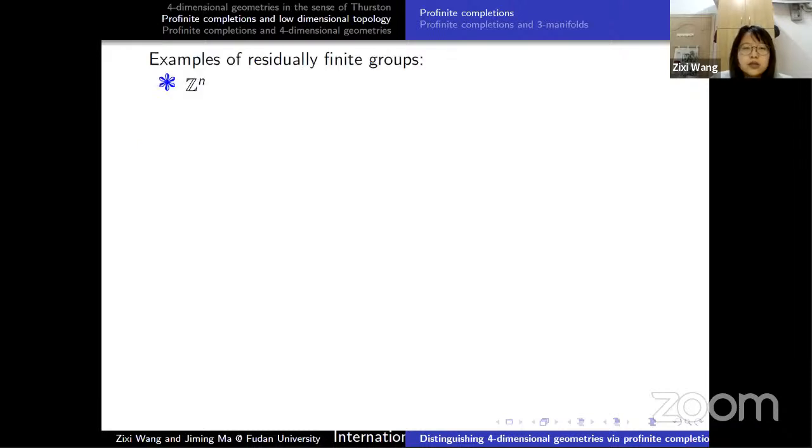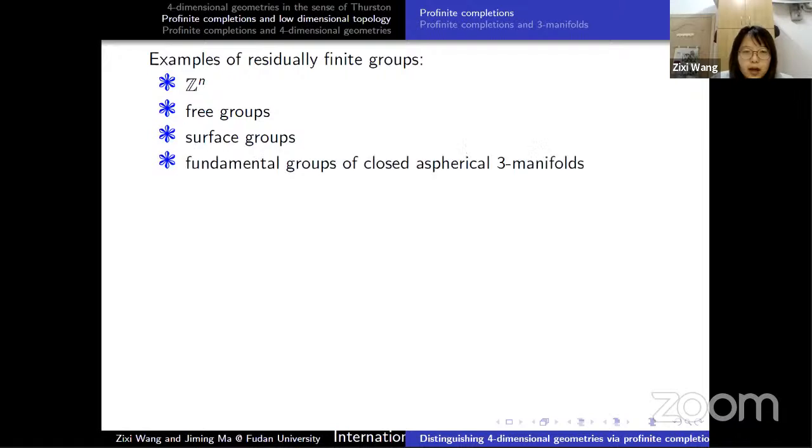And there are also some examples of residually finite groups. Firstly are the nth power of the integer group and the free groups. Hence, surface groups and fundamental groups of closed spherical three-manifolds are all residually finite. It is after the work of Perelman on geometrization.